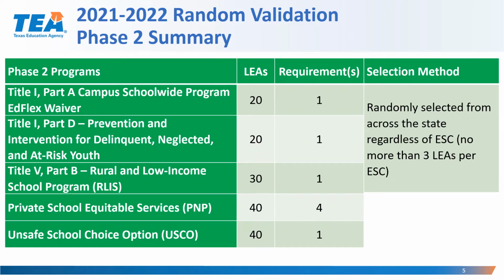The selection method for Title I Part A Campus School-Wide Program EdFlex Waiver, Title I Part D, and Title V Part B is that the LEAs will be randomly selected from across the state regardless of ESCs, with no more than 3 LEAs selected per ESC. For Private School Equitable Services, we'll be selecting 2 LEAs per ESC, and for Unsafe School Choice Option, we'll be selecting 2 LEAs per ESC.